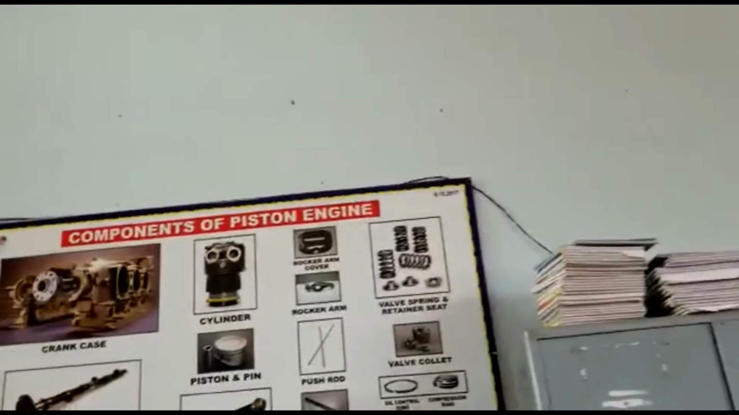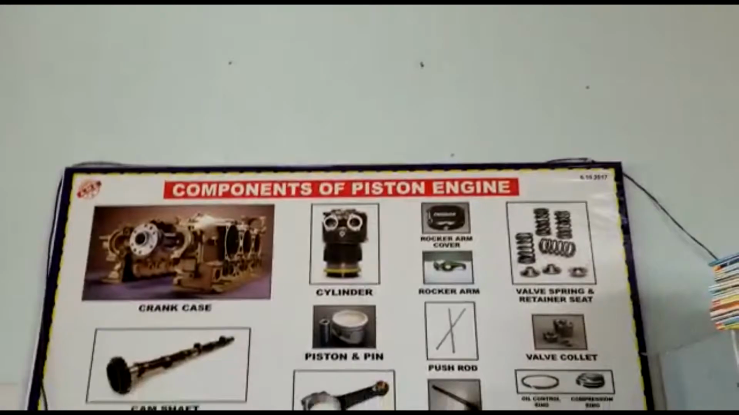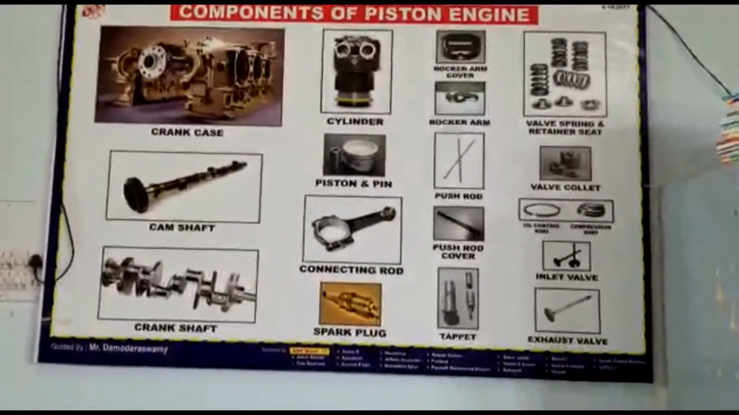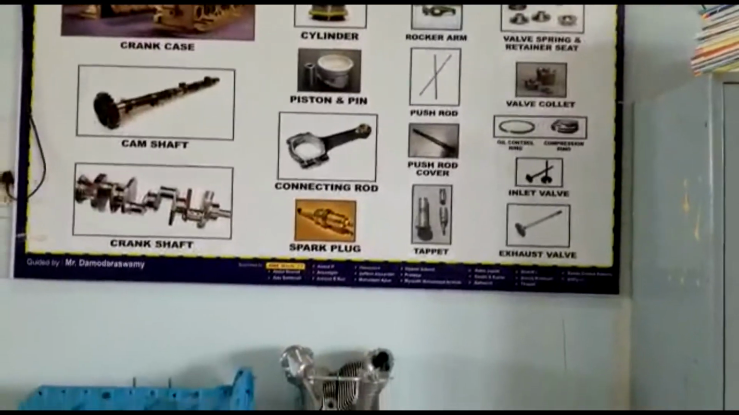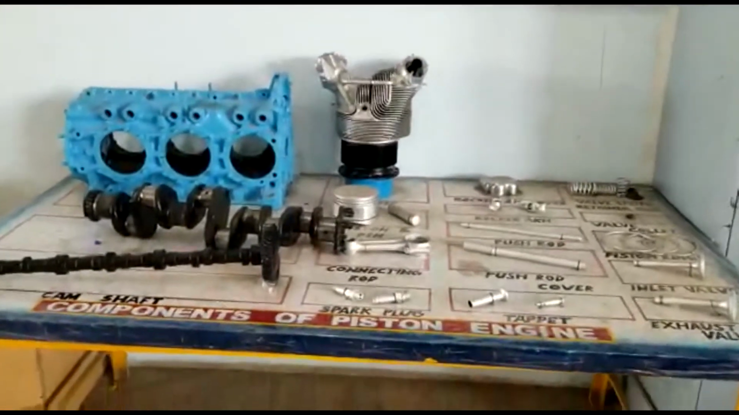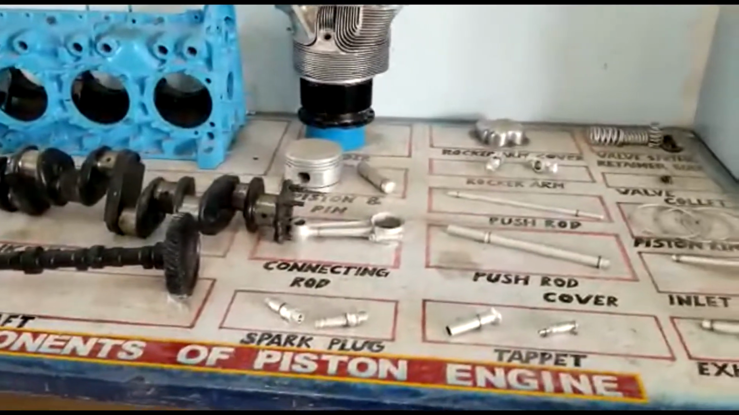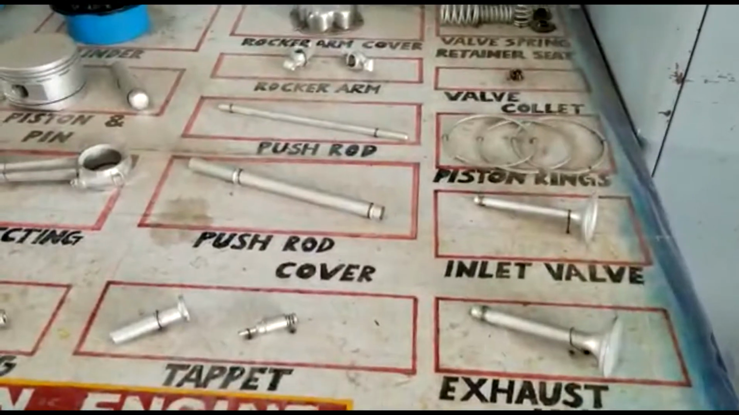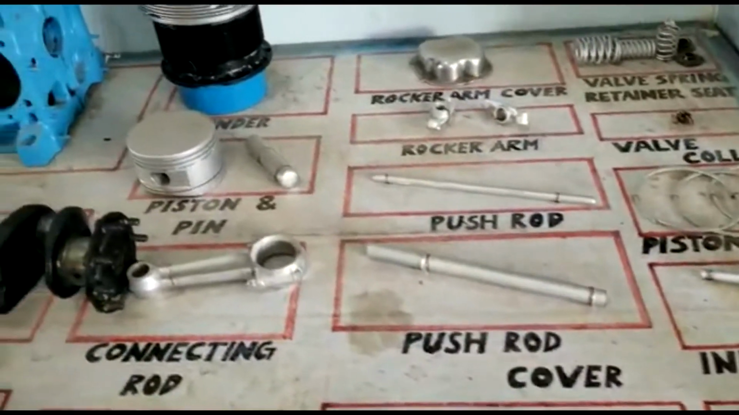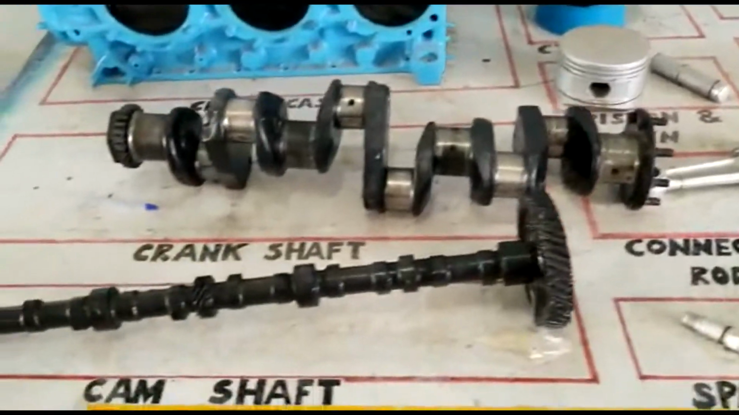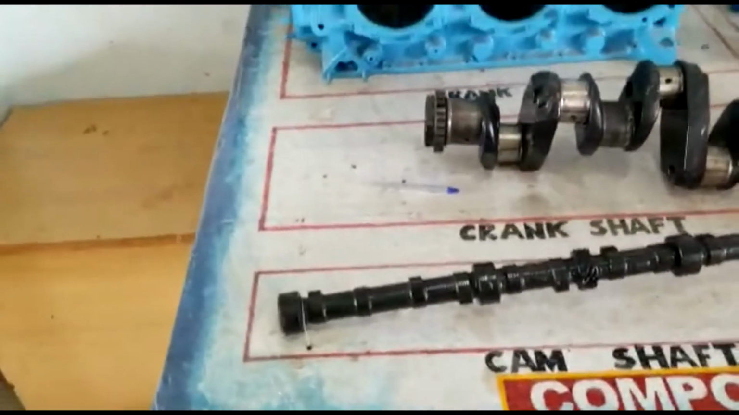And this board is showing the various components of the piston engine, that is crankcase, crankshaft. Whatever components you are seeing, the real components are kept for display. That is crankcase, cylinder, piston, connecting rod, camshaft, all the components.